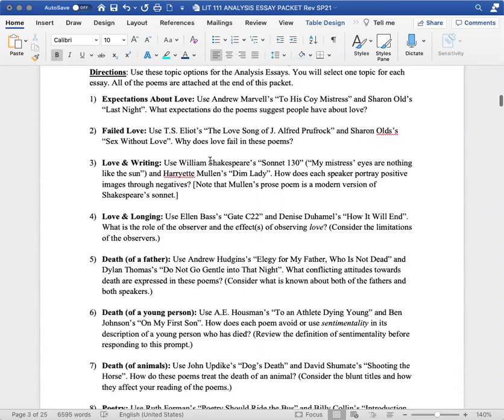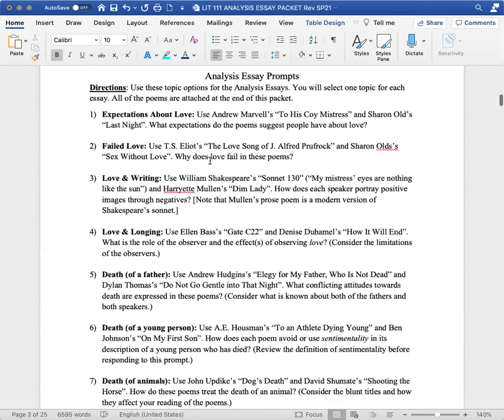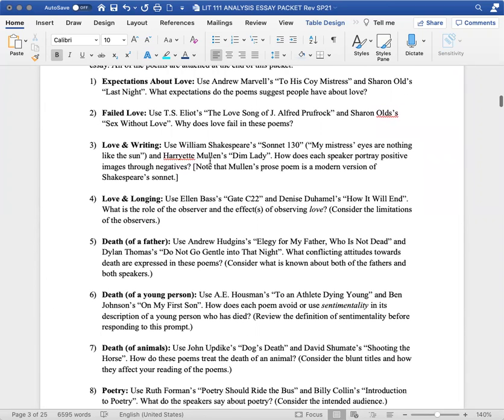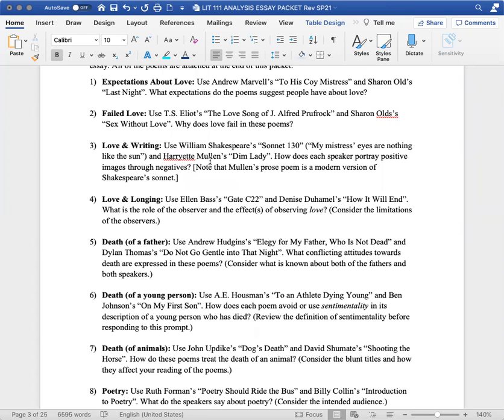All right, finally, the prompts. Okay, so each prompt is attached to a theme, and each prompt has 2 poems that you're asked to use. So remember, you have to do both poems. And no, before you ask, you cannot substitute different poems. And no, you cannot write about just one of them. Okay, so in order to pass the paper, you do want to follow all of these guidelines.